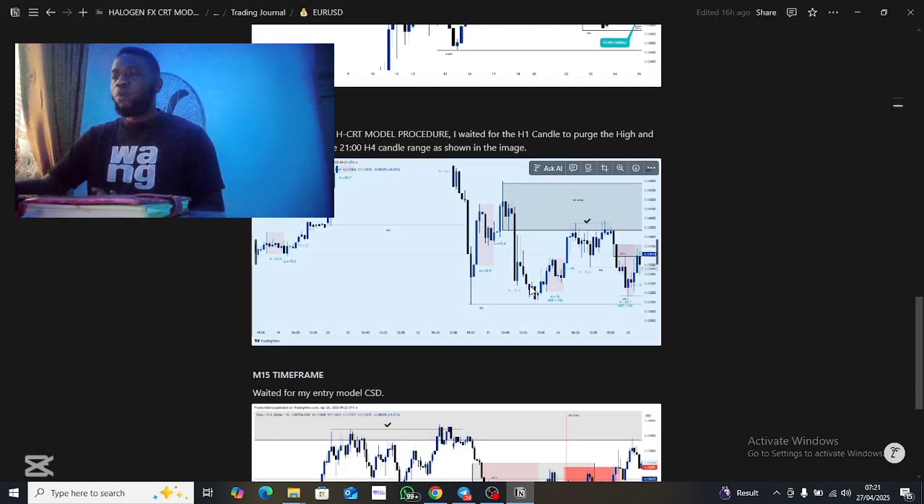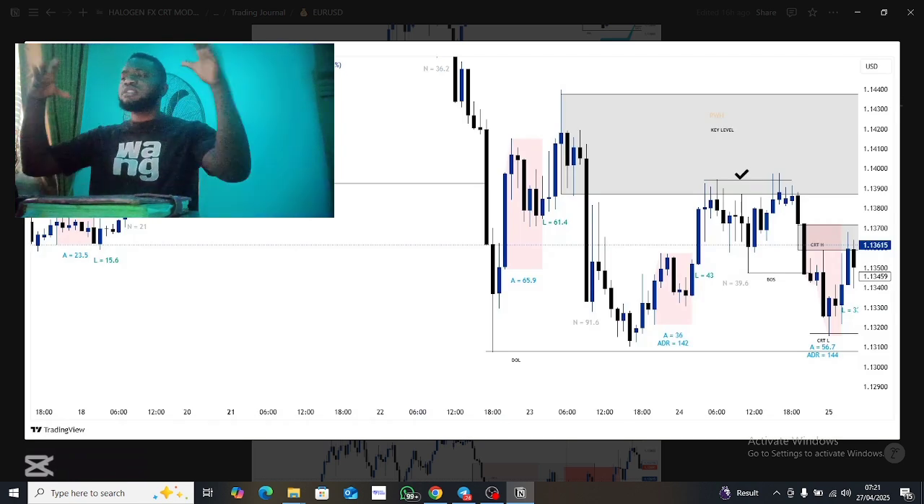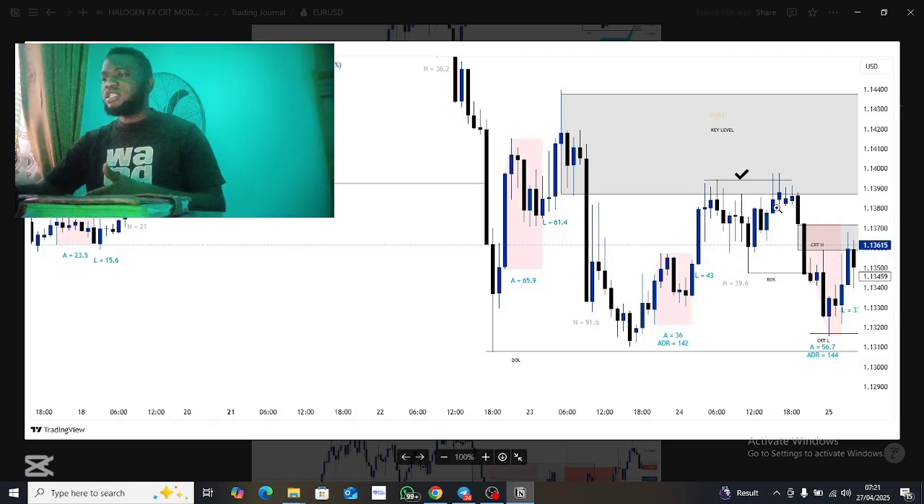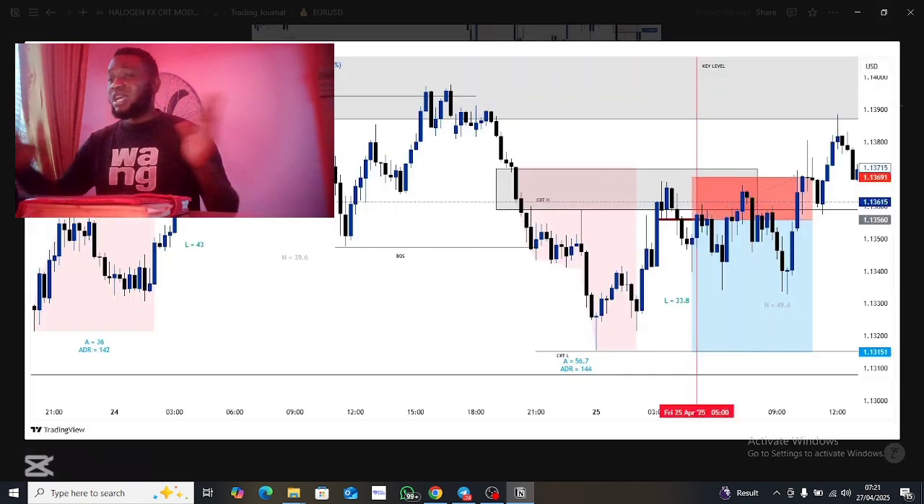Upon seeing that, I went to my 1-hour time frame to look for a candle that will close back in, showing me selling pressure. Now you can see this red candle close back in, giving me a selling signal, using this fair value gap, another key level, a 1-hour fair value gap. So guys, upon seeing that, I head straight to my 15-minute time frame to look for my change of state of delivery. This is basically our trade.